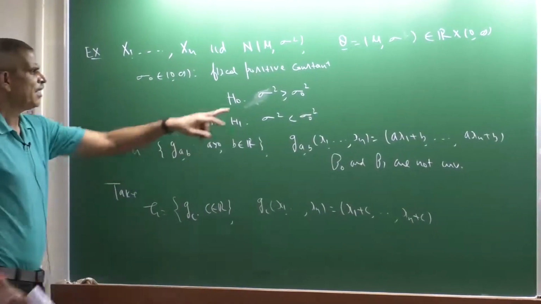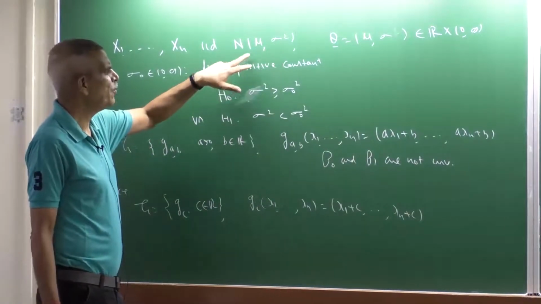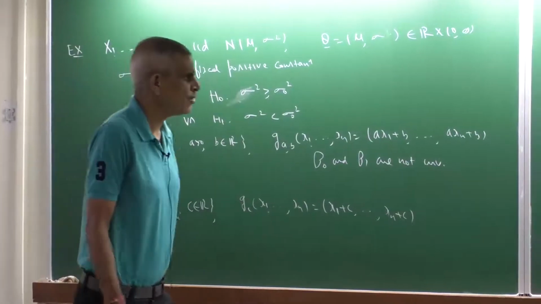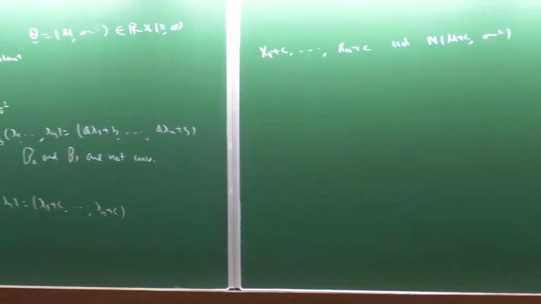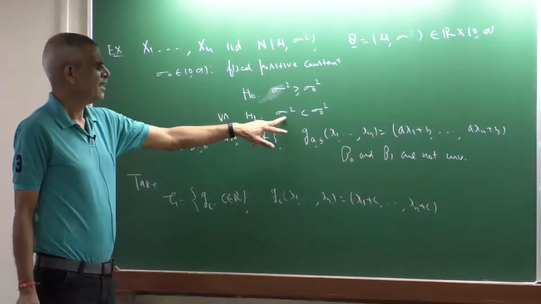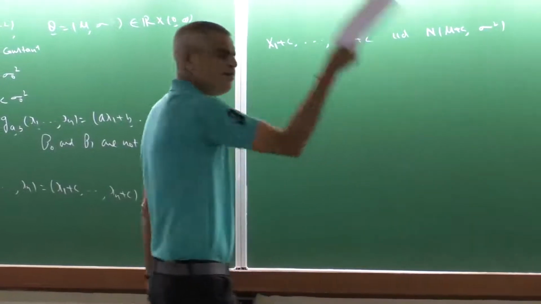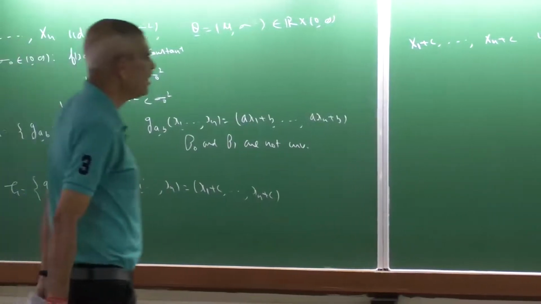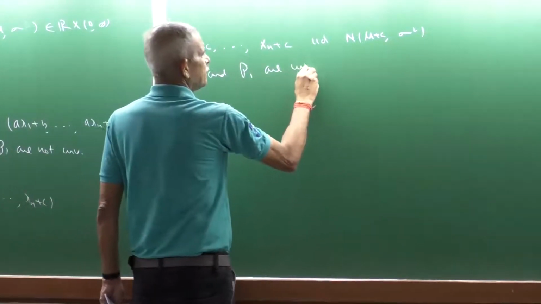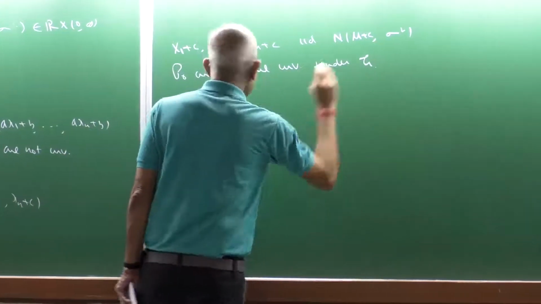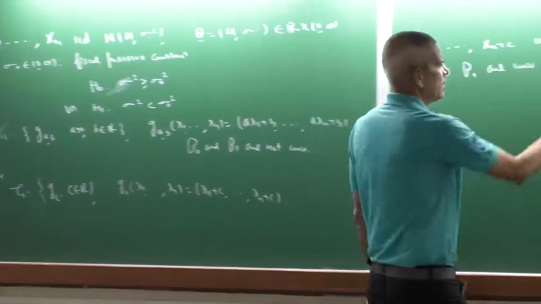That doesn't matter. My set of distributions is the same, because the set of distributions is nothing but normal(mu, sigma square), where mu is in R and sigma square is greater than or equal to sigma naught square. So here also mu is in R and sigma square is greater than or equal to sigma naught square. Similarly under H1, because sigma square doesn't change, sigma square less than sigma naught square holds here also, and there is some mean mu. So P0 and P1 are invariant under G. That means P0 and P1 are invariant under the additive group.